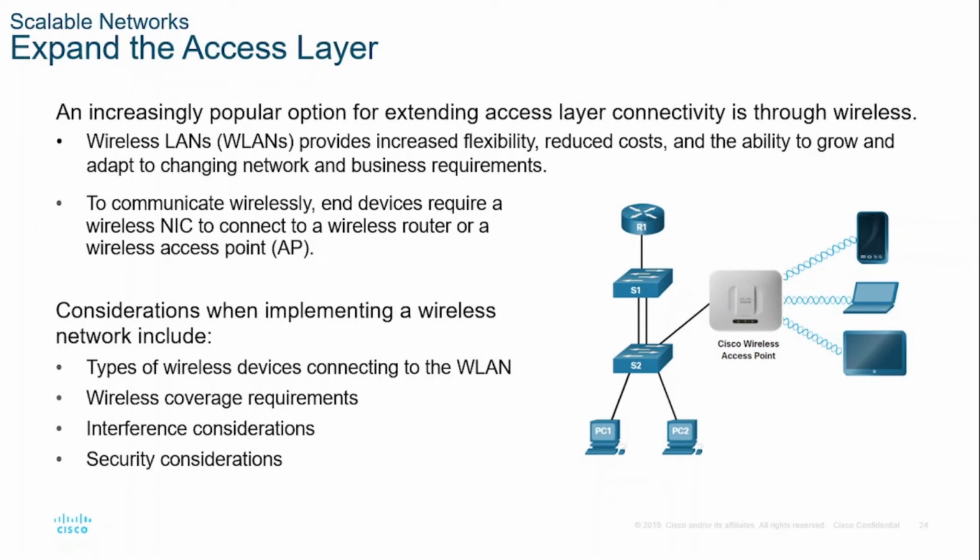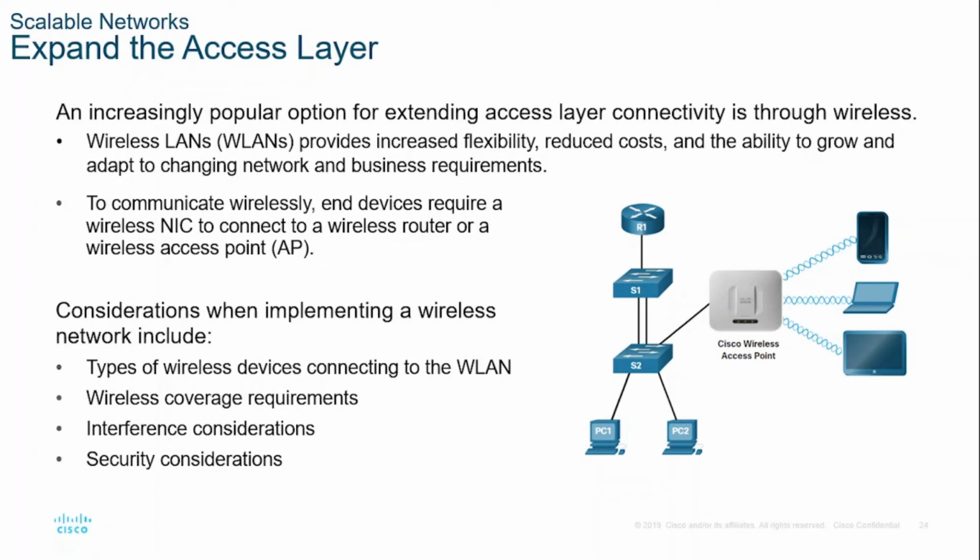Expanding the access layer. The network must be designed to be able to expand network access to individuals and devices as needed. An increasingly important option for extending access layer connectivity is through wireless. So that is one of the options. Providing wireless connectivity offers many advantages such as increased flexibility, reduced cost, and the ability to grow and adapt to changing network and business requirements.